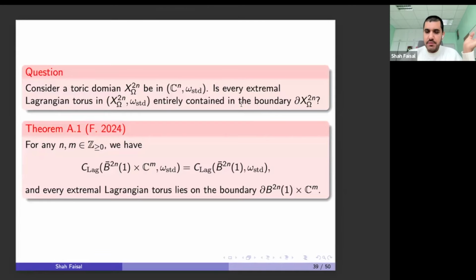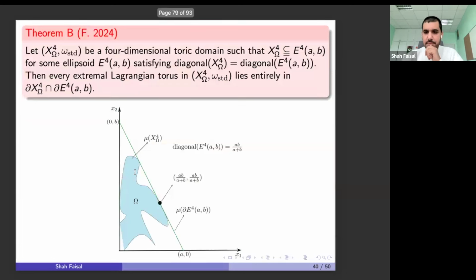Using the previous argument, one can actually prove this for these cylinders: the Lagrangian capacity of the cylinder equals the Lagrangian capacity of the ball, and every extremal Lagrangian torus is contained in the boundary of the cylinder. The argument is precisely the same. In this case, you compactify to CP^n times some big torus, and then you apply the argument above. But one can do better.